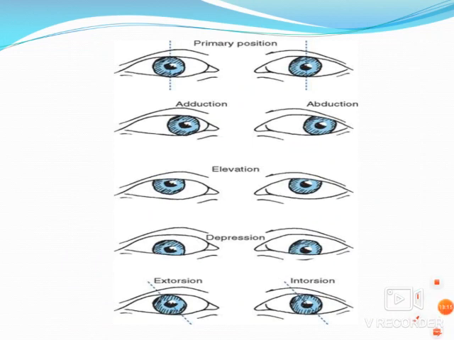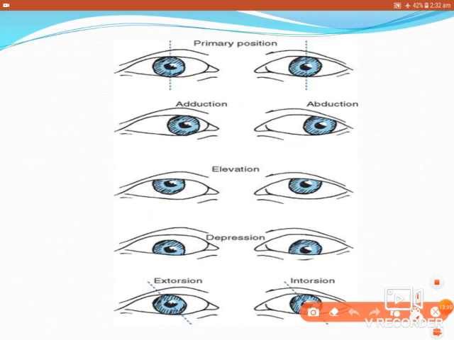Then here these are the movements of the eyeball. Here this is the right eye, this one is the left. Here this is the medial angle, this is the lateral angle. Here you can see the lacus lacrimalis, the triangular area of the medial angle. This is the primary position. Here this is the center.